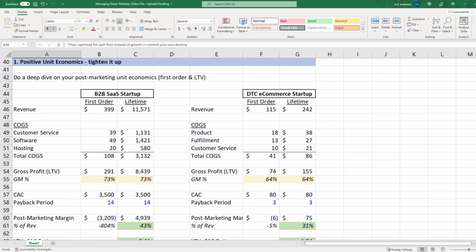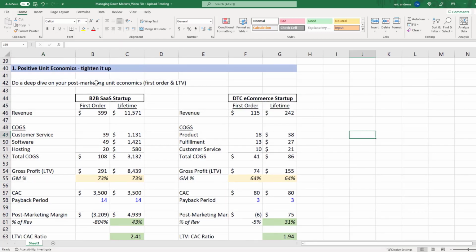So the first thing is to tighten up your unit economics. What you need to basically do, and I'm going to walk through an example of how you would do this with a B2B company and a B2C company right now, is a really deep dive on your post-marketing unit economics. So obviously the first order and your customer lifetime, to understand your payback dynamics.